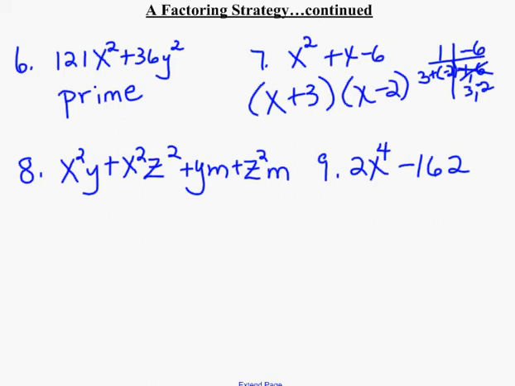So that means I'm ready to count my terms, which I already did. I counted 4 terms, and if it's 4 terms, we're looking to see if we can factor by grouping. So remember, when you factor by grouping, first start out with the combination of the first 2 terms and look for a GCF amongst those 2 terms.